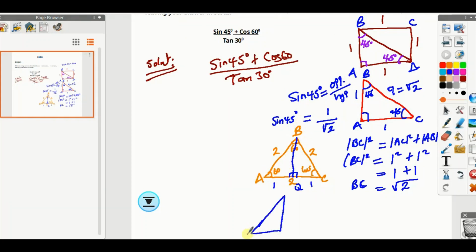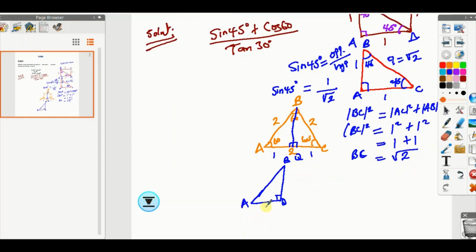So it will look like this. We have our A here, we have our B this side, and we have our Q here, right? So from here now, here is 1, here is 2. So we are looking for this side, right? You remember the Pythagorean theorem that we applied here. Let's apply the same thing here.